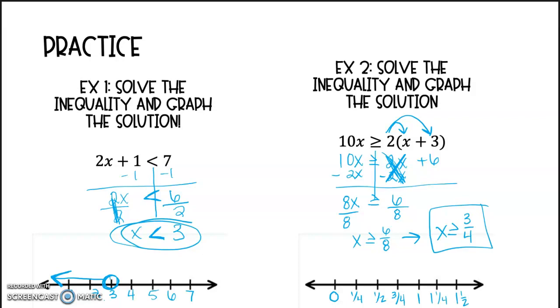So I'm looking at my sign to see if I'm going to have an open or a closed dot on my line. And that's telling me it's going to be closed because it has that or equal to sign. So on 3/4, I'm going to have a closed circle. And you just want to make sure, however you're doing this, just make sure it's really clear that it's closed. And then it's going to be greater than or equal to.